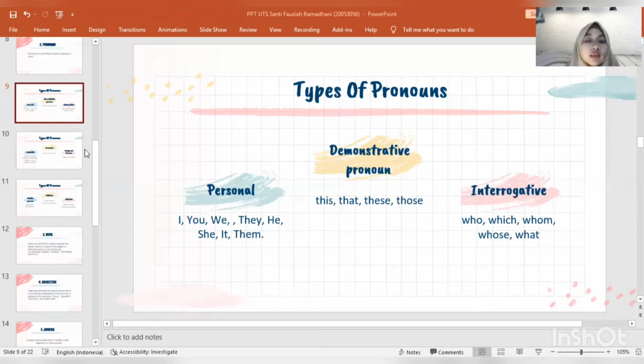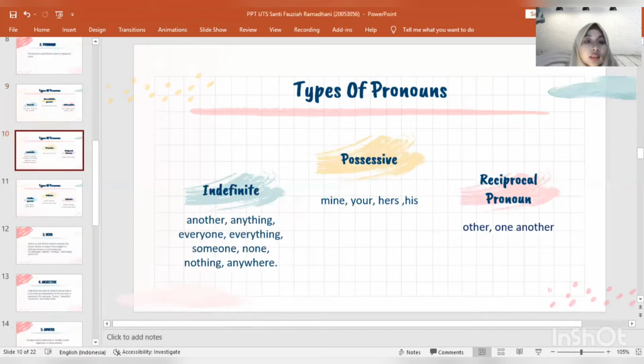The next is identifying. Identifying is to state general things. For example, another, anything, everyone, everything, someone, none, nothing, anywhere.